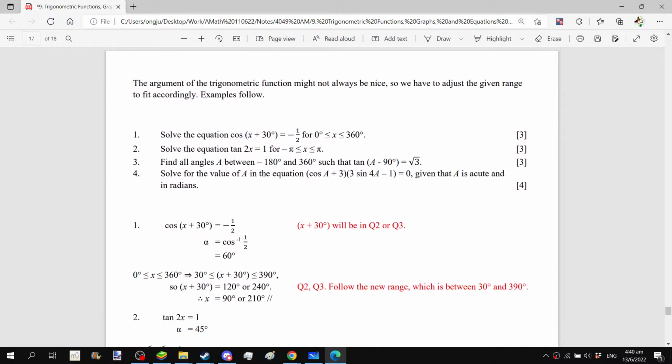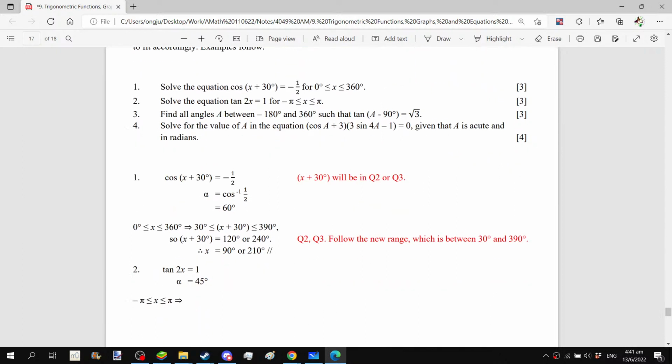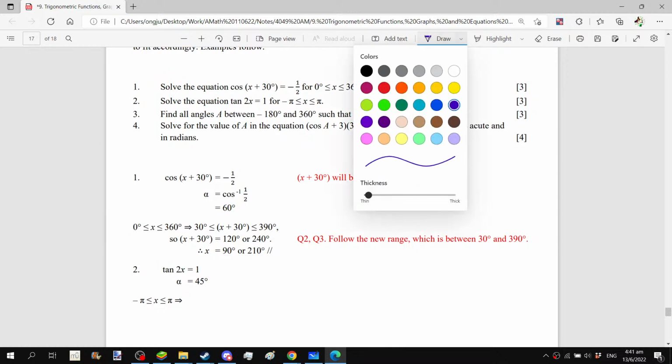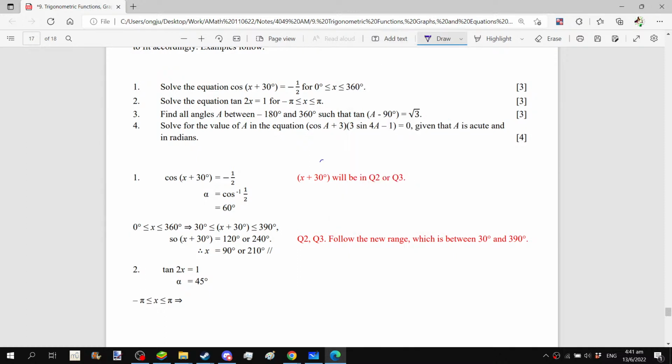And if you are in a situation where the argument of the Trigo function, in other words, the person who gets attacked by the Trigo, contains constants, for example plus 30 degrees, then we'll need to adjust the range of values, such as in question 1 over here. Right? And you know what? Let's do question 2 as well. I'm feeling it. We have tangent 2x equals to 1 for negative pi to x to pi.